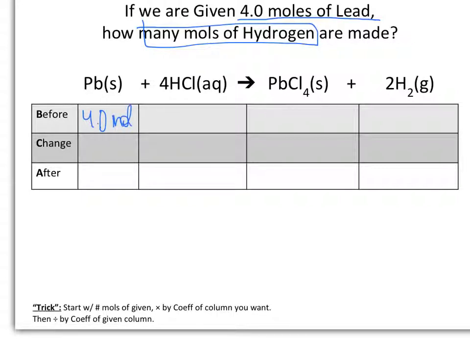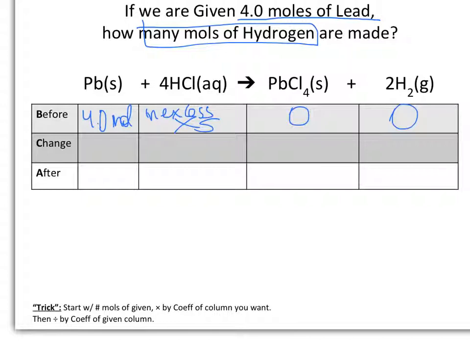And with that 4 moles of lead, since we're not told anything about the hydrochloric acid, we can assume that it's in excess, which we can abbreviate as excess, meaning that we have plenty of extra. Now the PbCl4 is a product, so we start out with none of it, and no hydrogen either, so they both start out as 0.